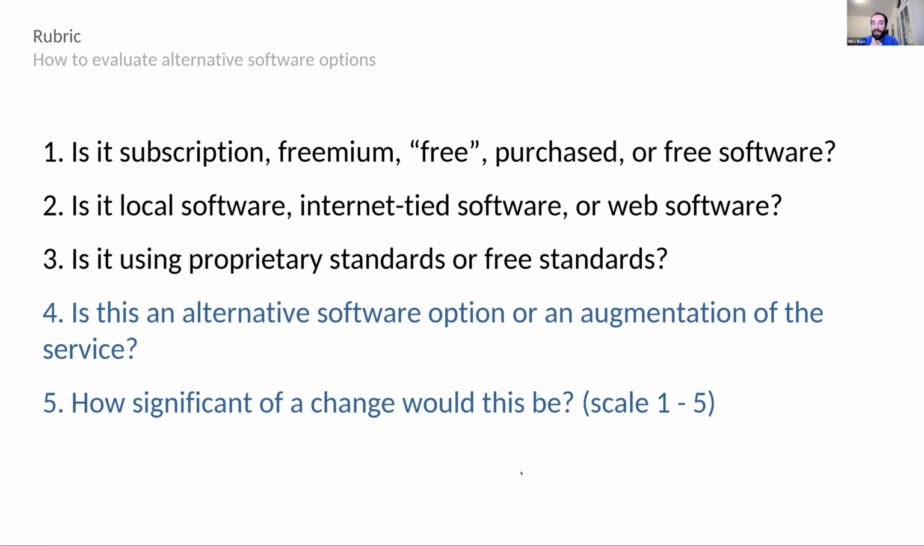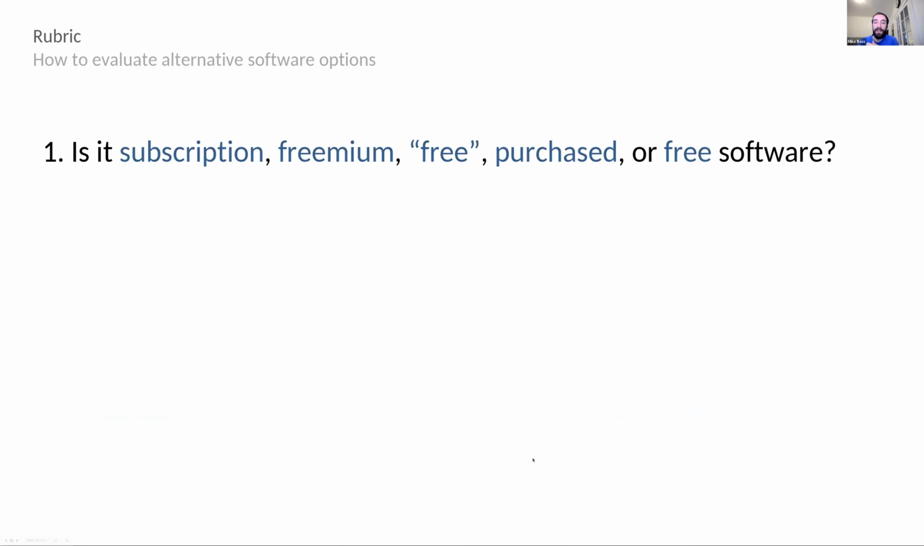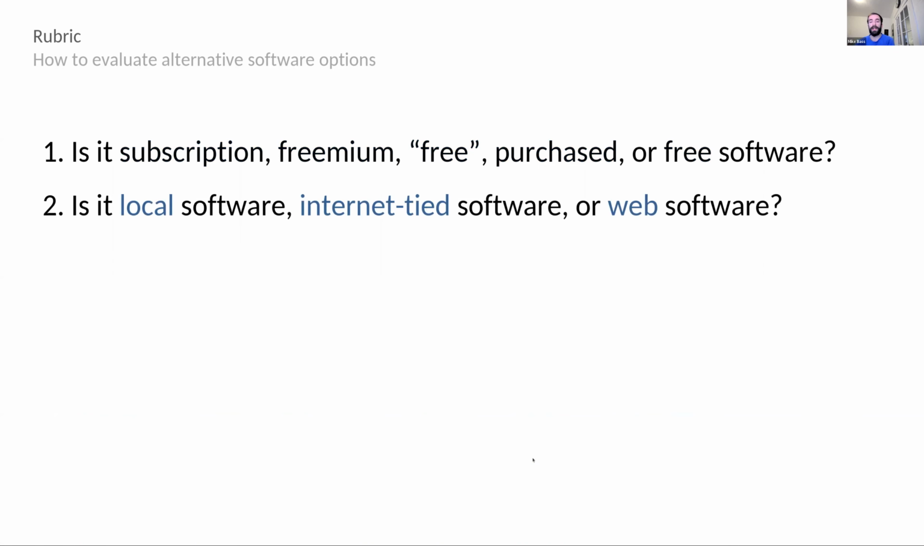So let me break down these questions real quickly. Is it subscription, freemium, free, purchased, or free? This just checks if there's a problem to solve or not. If the software you're assessing is free software, free as in freedom, you probably don't need to do anything about it. You're probably in a good place. Is it local software, internet-tied software, or web software? This question provides some helpful context for what you're using or considering using.